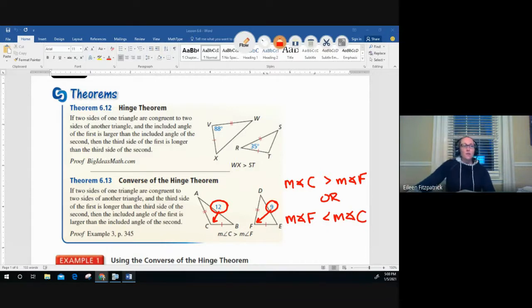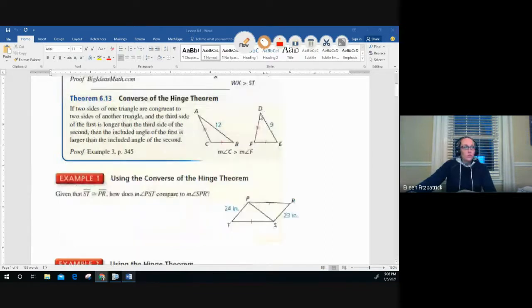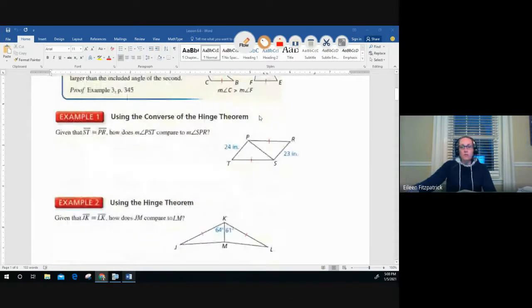Okay, so that is what the entire lesson is based on, those theorems. All right, we're actually only going to do 2 example problems, example 1 and example 2, and then we're going to go to the extra practice. So we're skipping over most of the actual notes in this lesson.